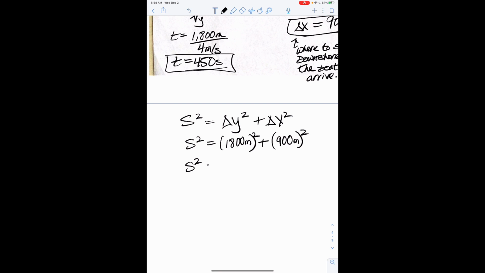All right, so S squared is equal to, ooh, the math is going to start to get kind of intense here. Let me grab my calculator. I don't think I did it this way in my notes. I did it a different way. So that's okay. I'm going to show you a couple of ways. Let me just square this really quick. 1,800 squared. All right, that's going to be 3,240,000.